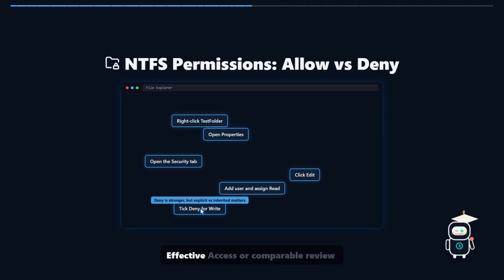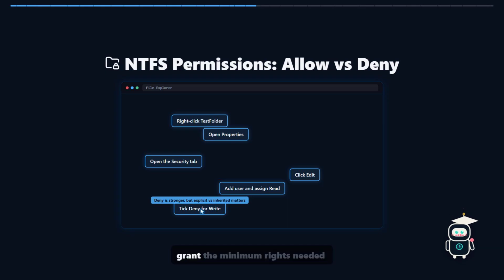Then use the effective access or comparable review tools to test what the user can actually do. An explicit deny generally takes precedence. But broad deny permissions can create troubleshooting problems and should be used carefully. The common mistake is granting overly broad access, such as allowing every authenticated user to modify a sensitive shared folder simply to make a workflow work.